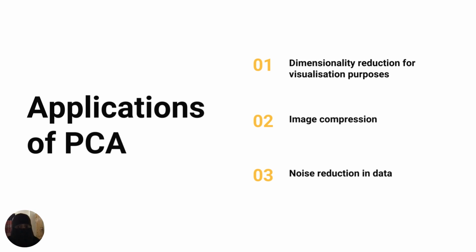Noise reduction in data. PCA can help in filtering out noise from data. The principal components associated with low eigenvalues often represent noise or uninformative variation in the data. By discarding or reducing the influence of these components, PCA can effectively denoise the dataset and enhance the signal to noise ratio.